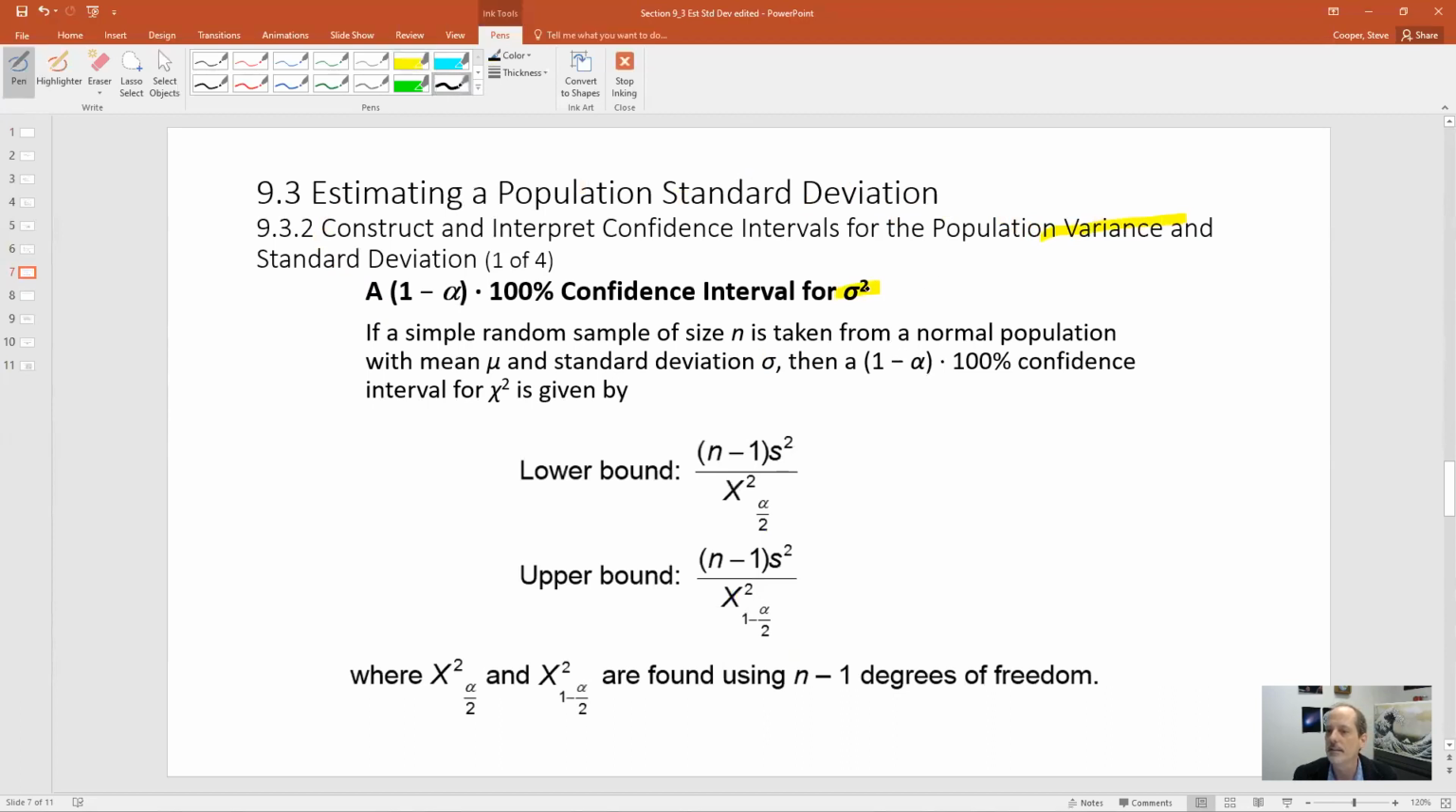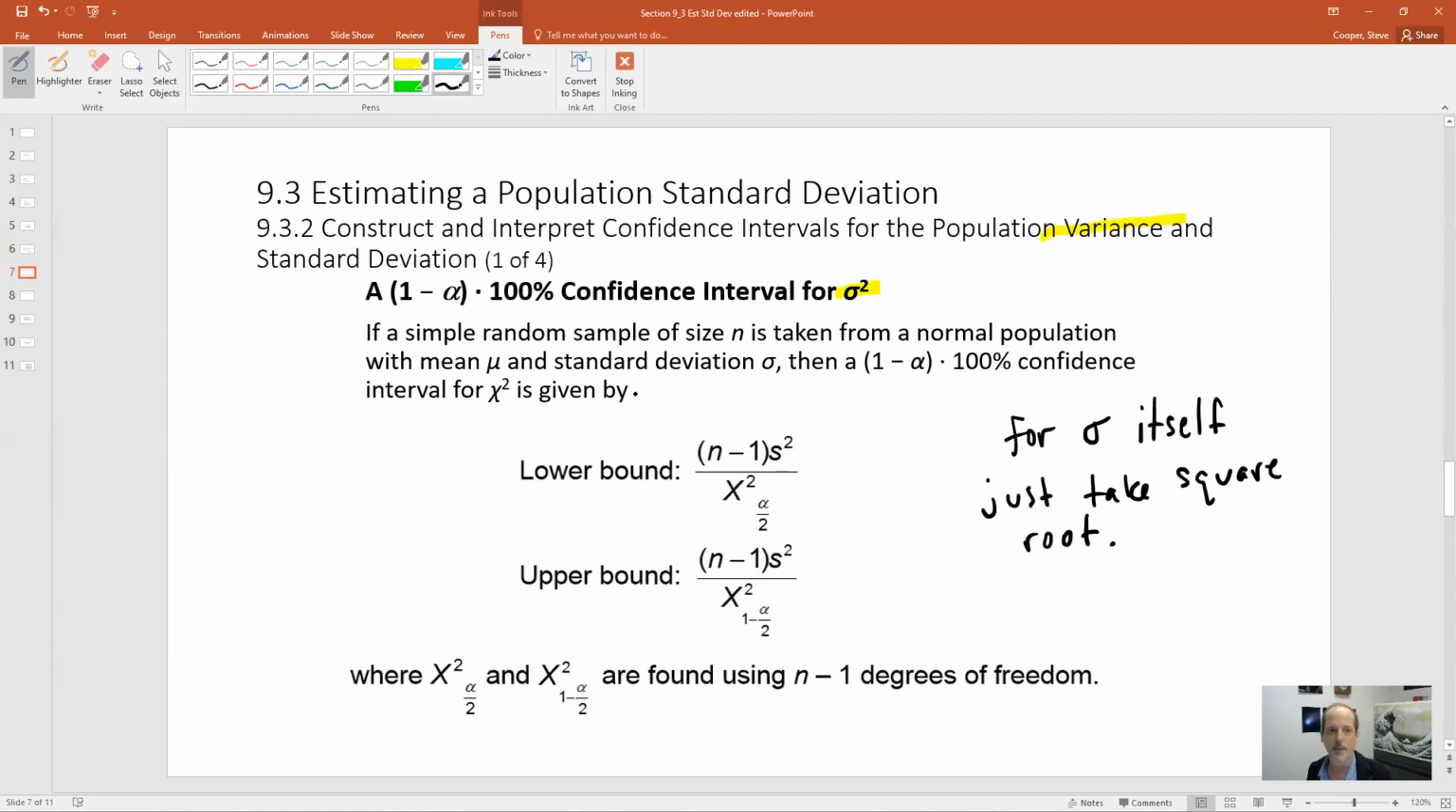Okay, so the variance is the standard deviation squared. So we have to take the square root. So if we want the interval or lower bound for sigma, okay, hopefully that makes perfect sense. If this is giving us sigma squared and we want sigma, then I can take the square root of this.